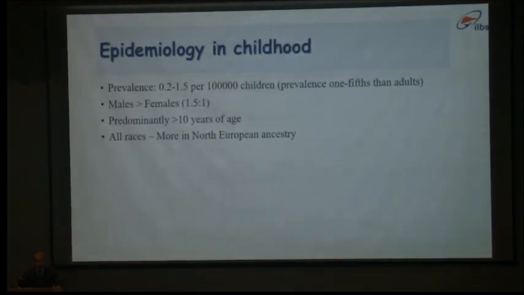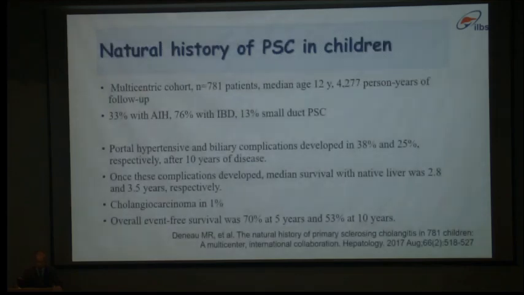In childhood, in contrast to autoimmune hepatitis, this is a disease more often seen in males, predominantly more than 10 years of age. This is the largest data on primary sclerosing cholangitis in children, 781 patients. 33% had autoimmune hepatitis, 76% had IBD, and 13% had small duct primary sclerosing cholangitis.